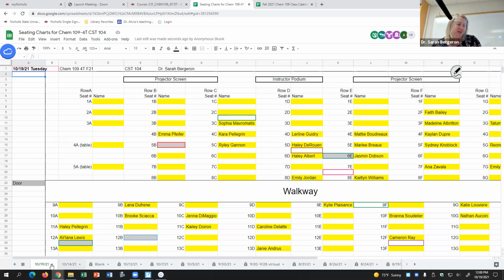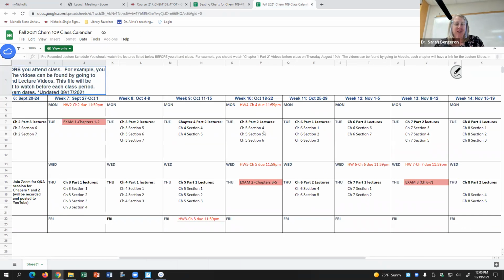All right, so make sure that you've put your name on the seating chart for today, please, and that you are on the right date. The other thing I want to point out before we even start class is today is the 19th. So what do we have next class period?